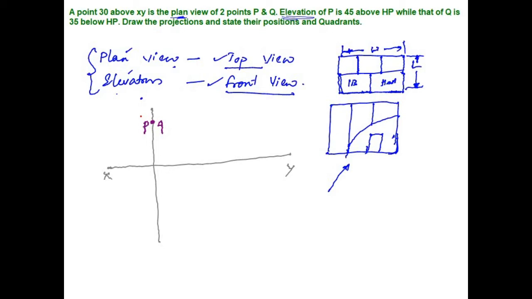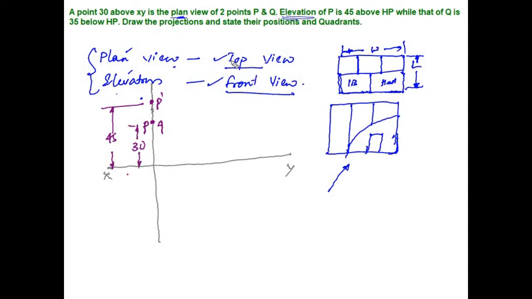Next the description is further. Elevation of P is 45 mm above HP. So exclusively for P it is 45 mm above HP. Above HP means the front view will come above xy line. So this is xy line. So this point here is 30. We are asked 45. So somewhere over here we will get your P dash. So this is 45 above HP and this is 30 above xy line.